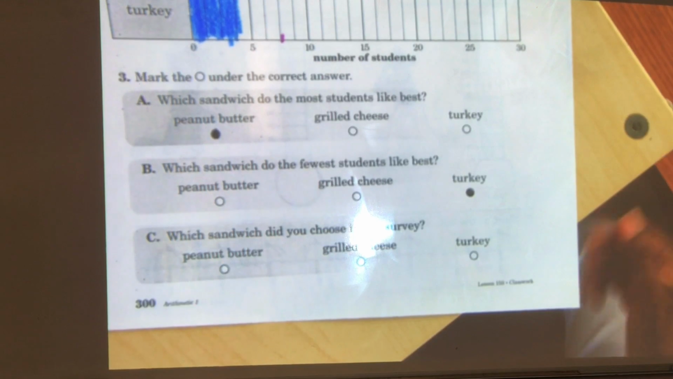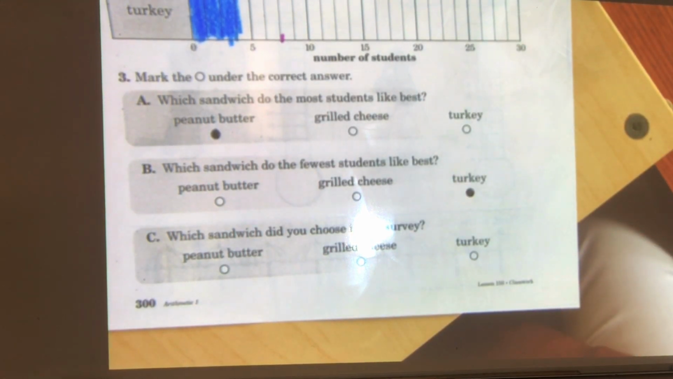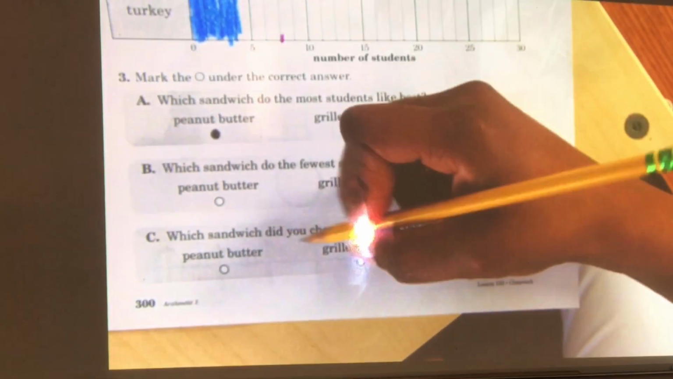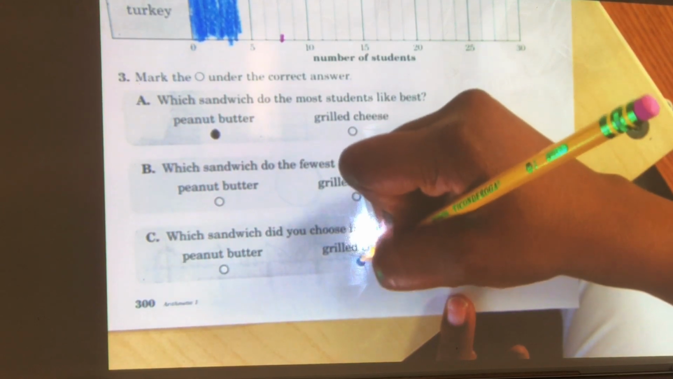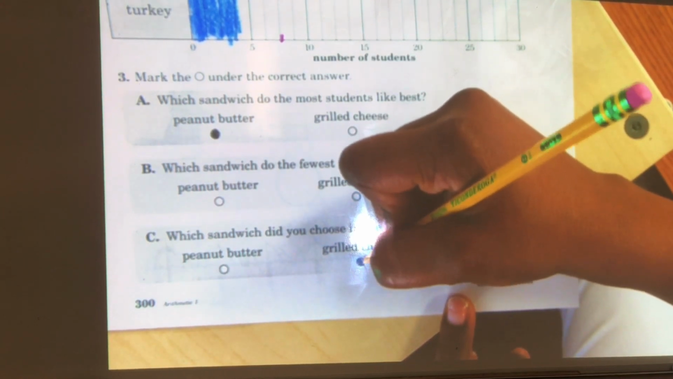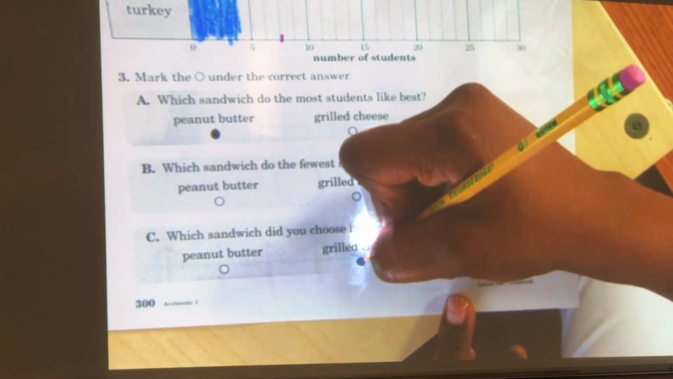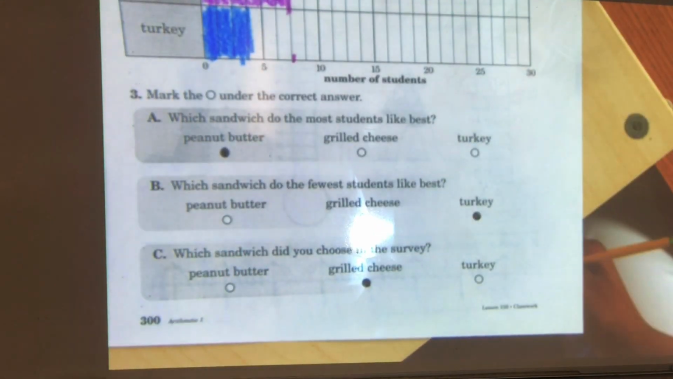And lastly, which sandwich did you choose in the survey? So you get to fill it out. Which one do you like best? Peanut butter, grilled cheese, or turkey? I like grilled cheese, so I'm going to choose grilled cheese for me. If you like peanut butter, fill in peanut butter. If you like turkey, fill in turkey.